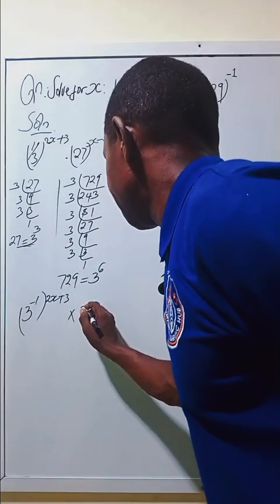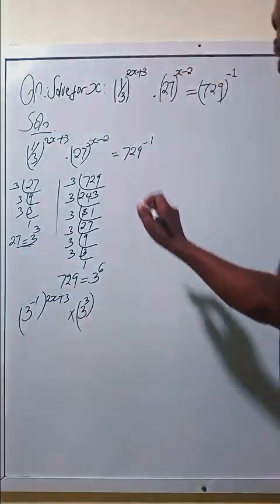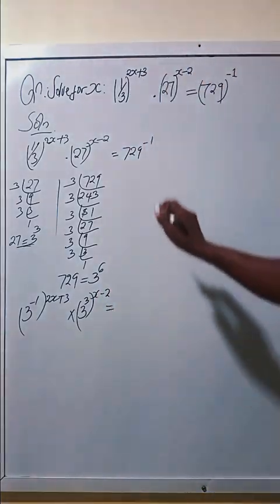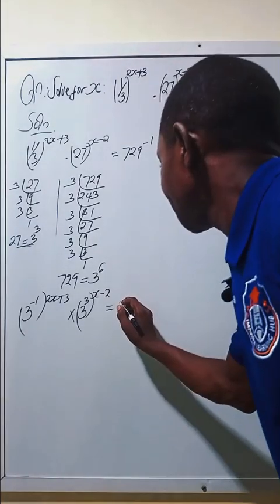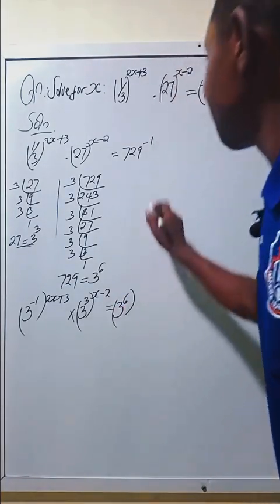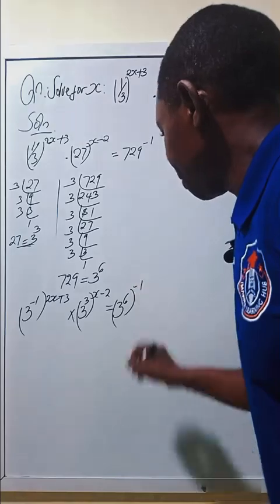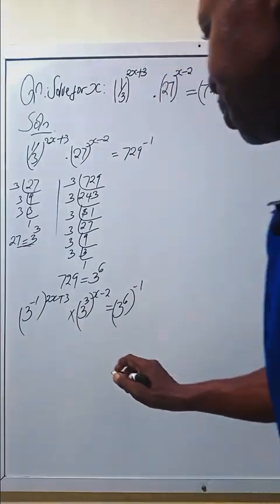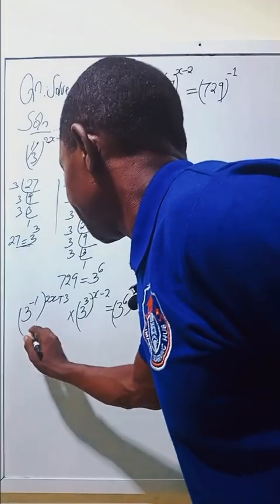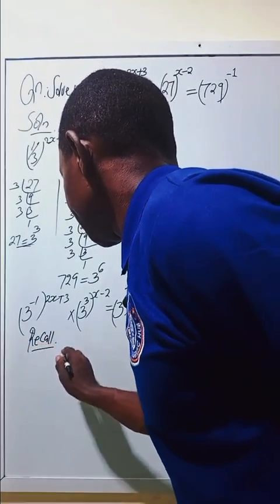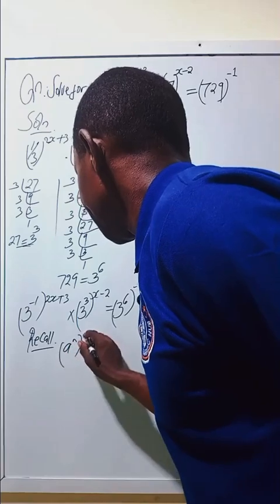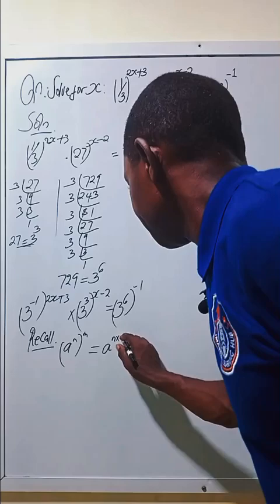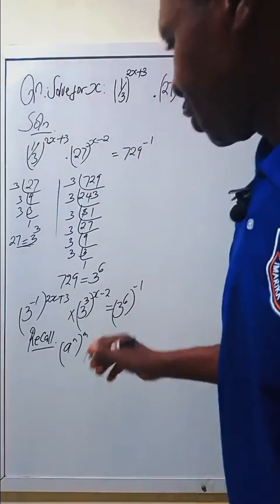27, we said this is 3^3. Then outside there is x minus 2, equal to the right hand side, which is 729, which can be written as 3^6. Remember, it's power negative 1. Okay, what does it tell us now? According to the rules of indices, if I write a^n, then power m, this is the same as writing a to the power n times m. I think you remember this concept.